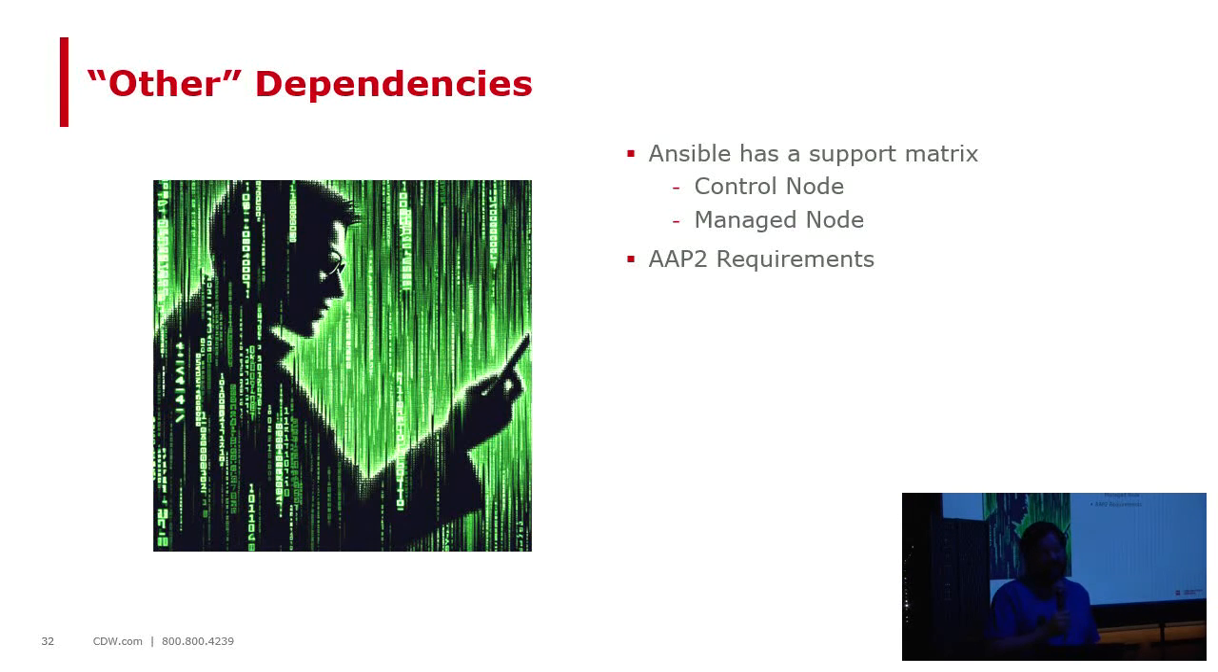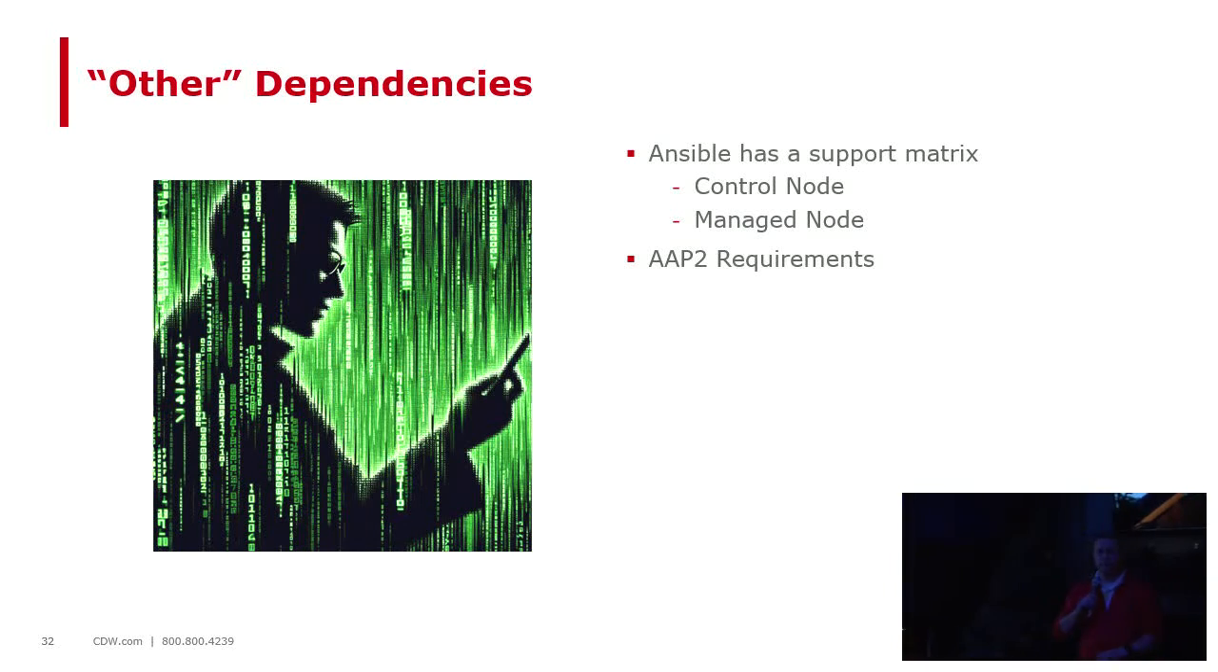There are other dependencies to consider. So there is a support matrix, and that's the next slide. It will show that there are differences in the control and the managed node. And then AAP2 has its own set. We are running a little tight on time, so I won't be wading into AAP2 stuff. But if you are considering deploying AAP2, it does have its own set of requirements and how you deploy it and all that good stuff. More than happy to have a beverage and discuss that at length with you.